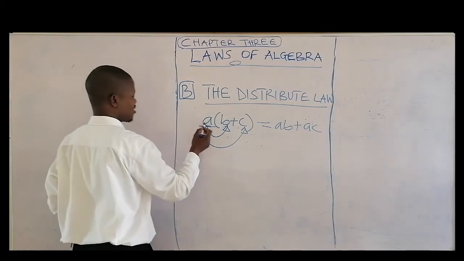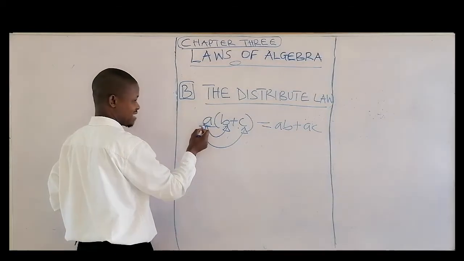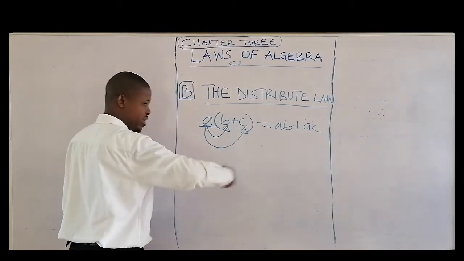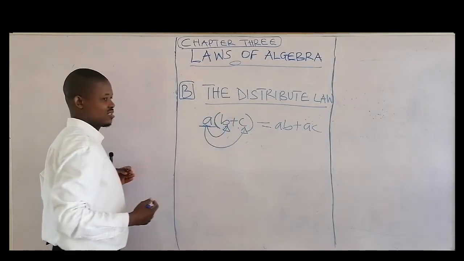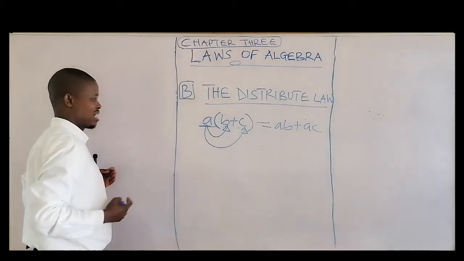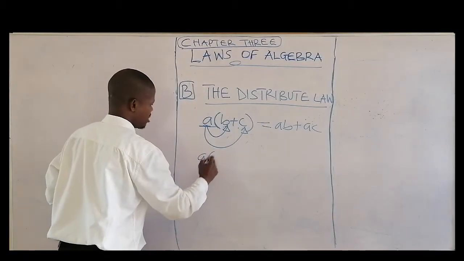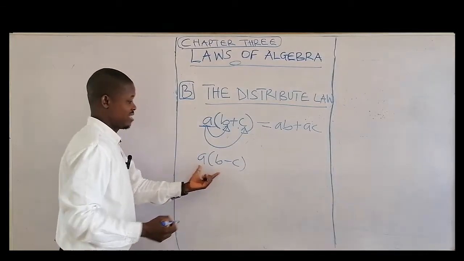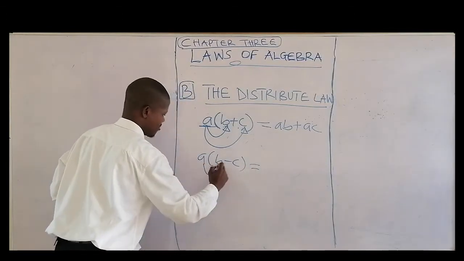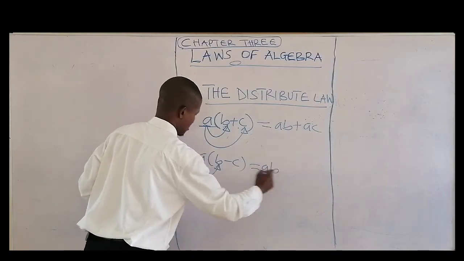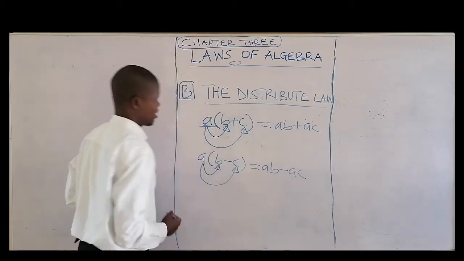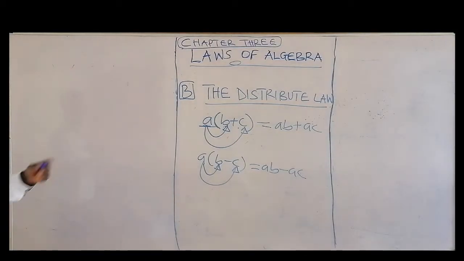You are making this item outside the bracket flow in, go into the brackets, spread into that bracket. It could also be a subtraction like this. The same thing also, this times this, and then this one times this one, minus AC. That is the distributive law. Let's take questions and apply this law.